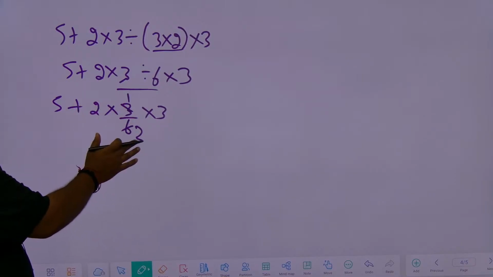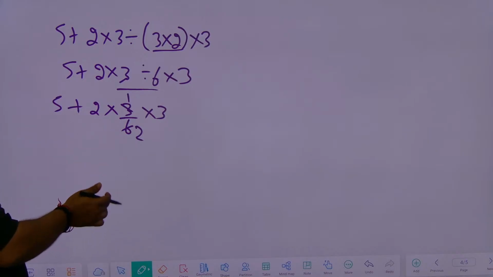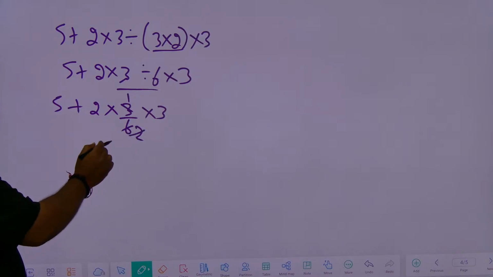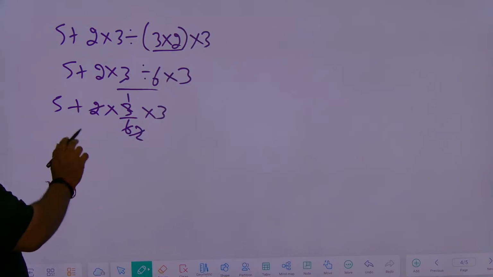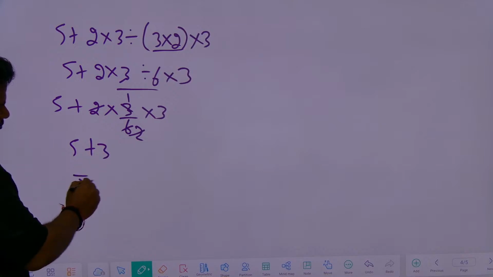Wherever possible, cancel. Then you do multiplication in the end for whatever is left. Don't do otherwise. So what will this be? The 2 ones cancel. So we are having what? 5 plus 3, 8.